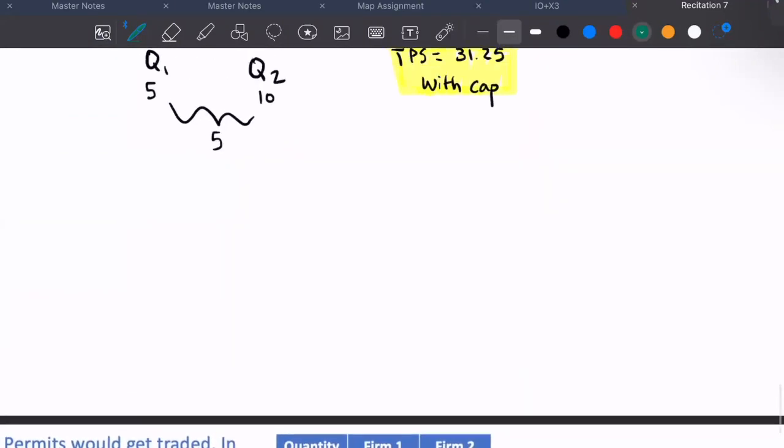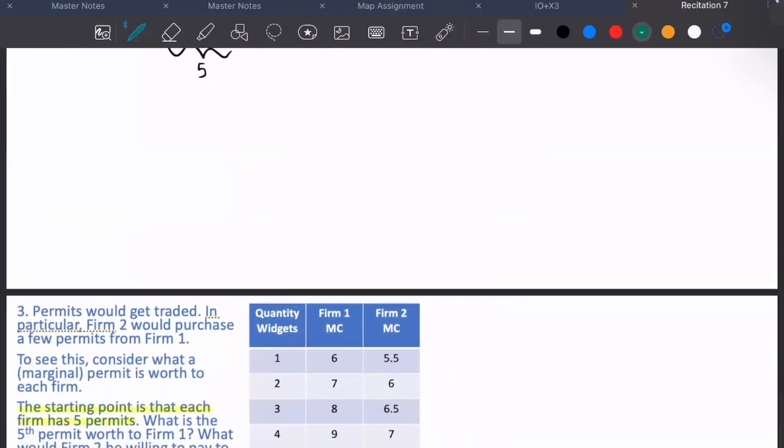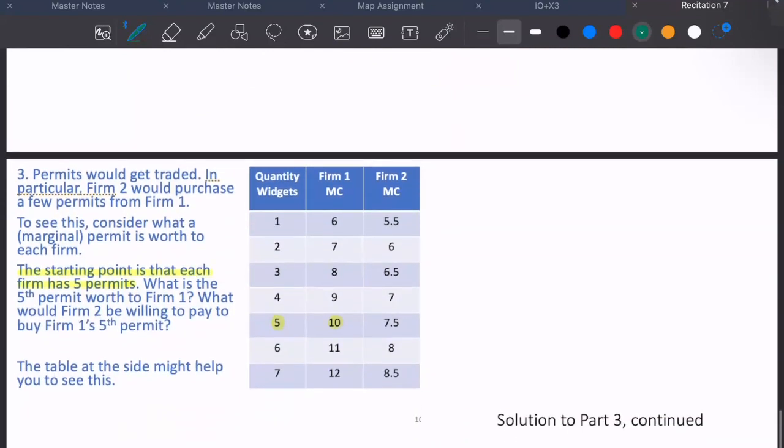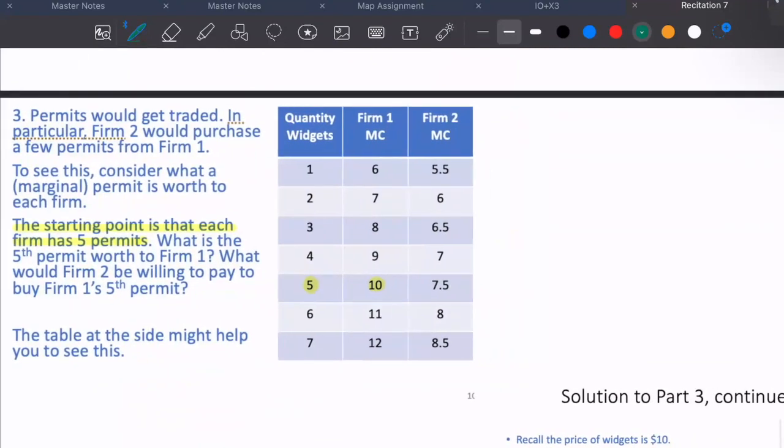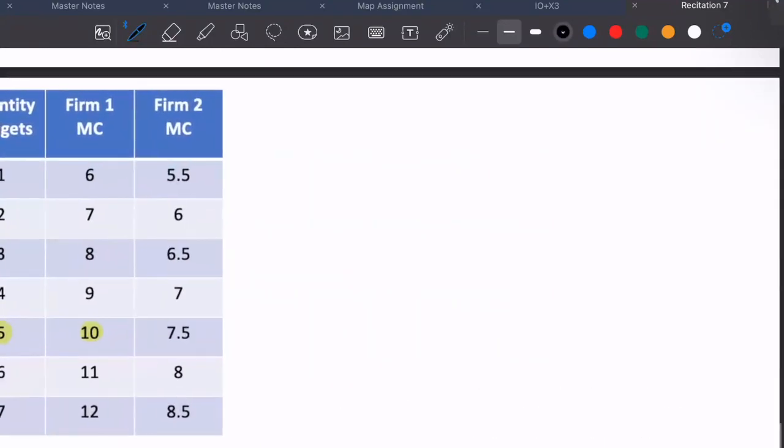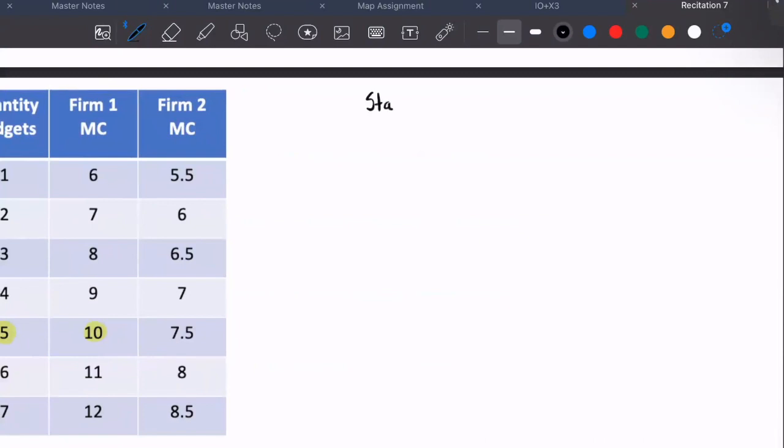All right, so we're attempting to answer the question, suppose the permits are tradable. Would any permits get traded? And which firm would buy permits and which firm would sell permits? So what we're going to do is, right now we're at a starting point where firm 1 has 5 units and firm 2 has 5 units.